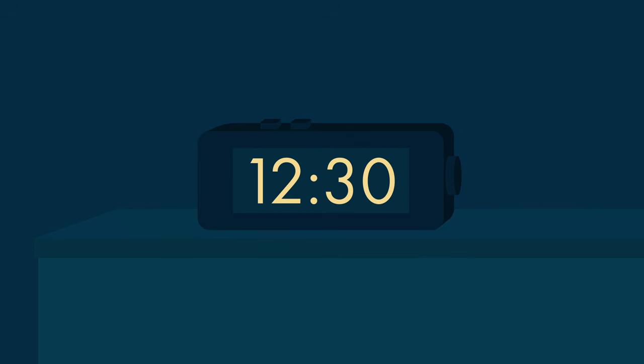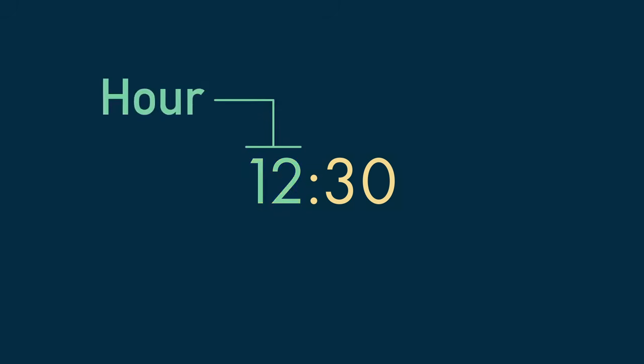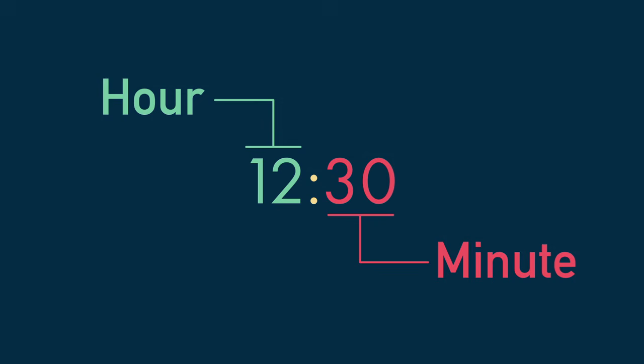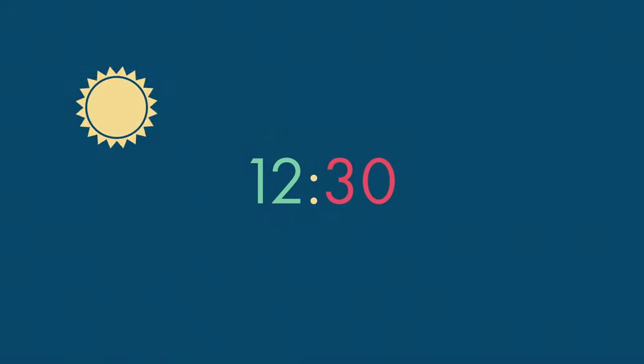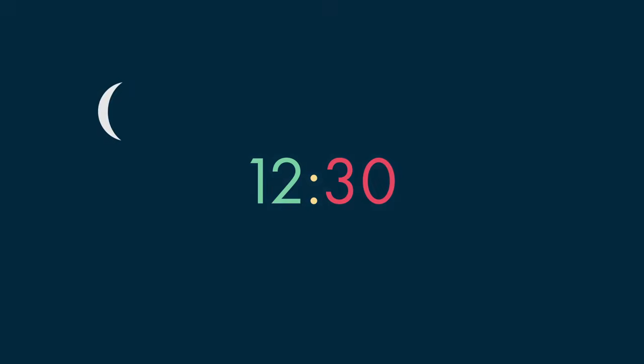Time is expressed by two main units, the hour of the day and the minute of the day. When you hear someone say 12:30, they mean that the hour of the day is 12 and the minute of the day is 30. Together, these numbers give us enough information to know exactly what part of the day it is. Let's talk about the concept of a full day. A day is made up of 24 hours.